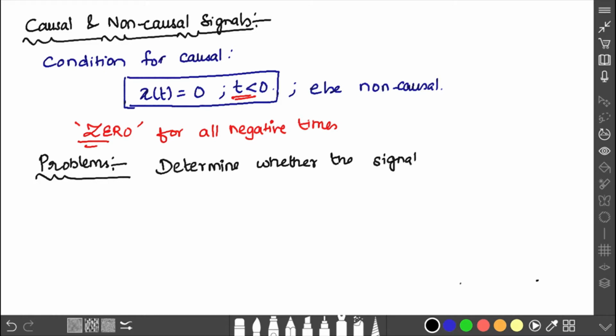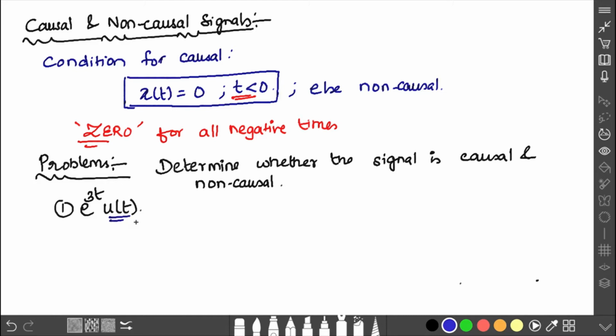The question will be like this: determine whether the signal is causal or non-causal. The problems will be in terms of 2 marks, either 1 or 2, or it depends on the questionnaire. So the first question here is e power 3t into u of t. You must know the condition.